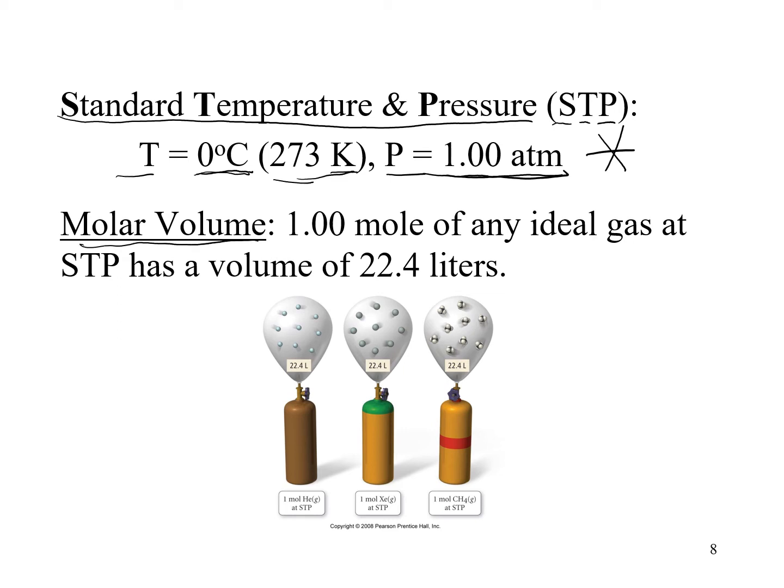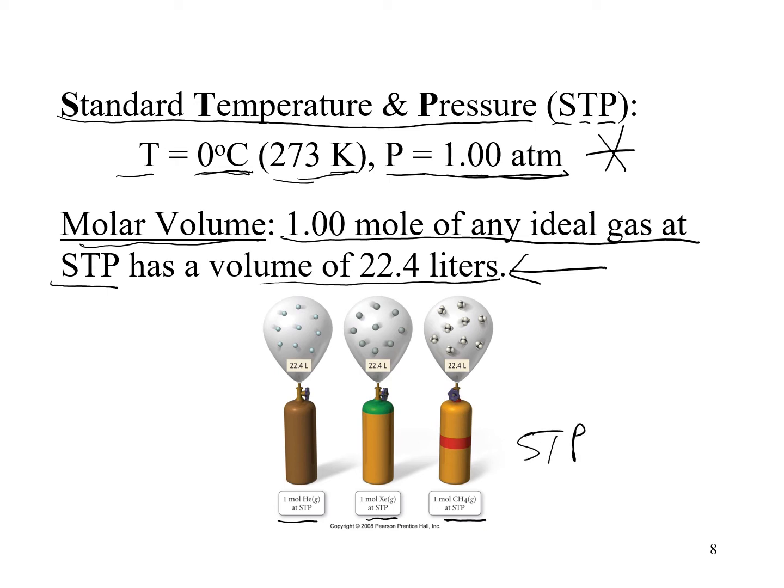Molar volume is that 1 mole of any ideal gas at STP has a volume of 22.4 liters. You do not have to remember that number. That's a number we can actually calculate. But we can look down below here. We have helium, xenon, and methane gases. They're all at STP. So again, STP means pressure is 1 atm and temperature is 273 K or 0 degrees Celsius, and you can convert that to Kelvin.